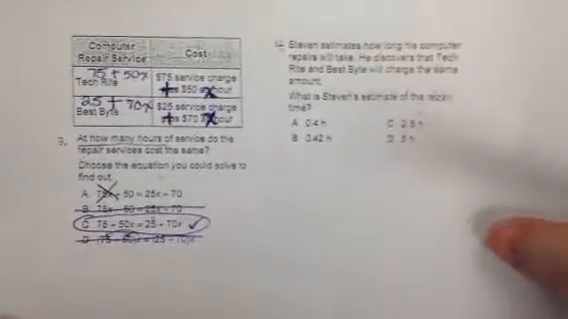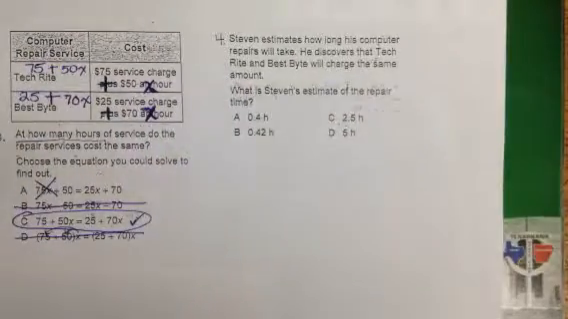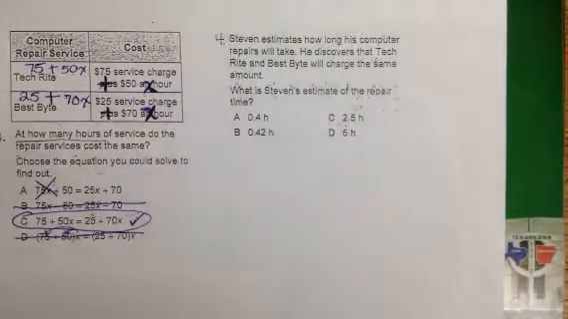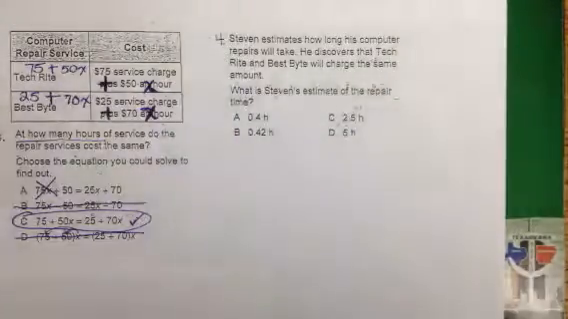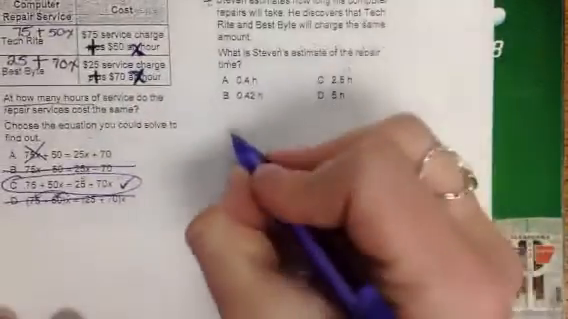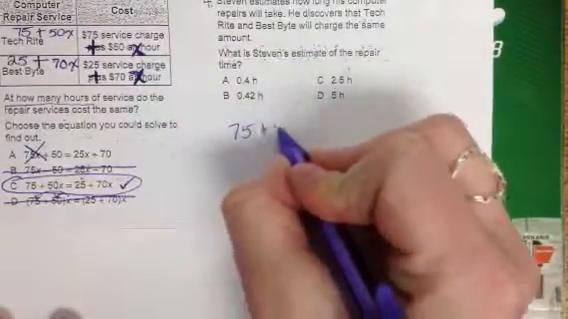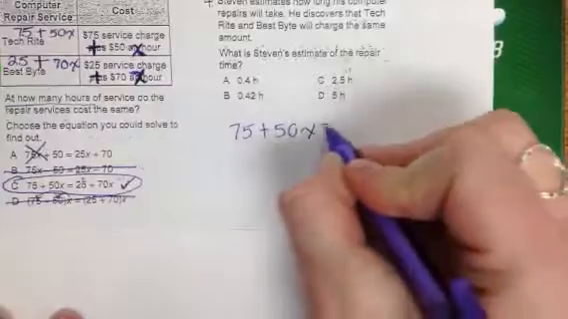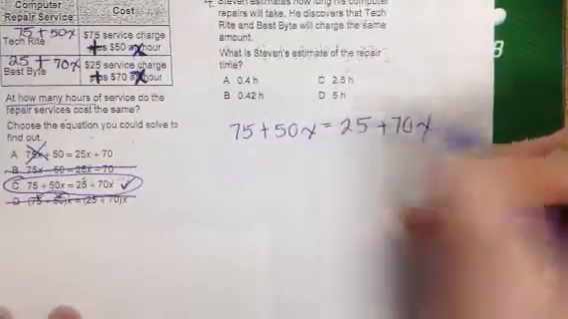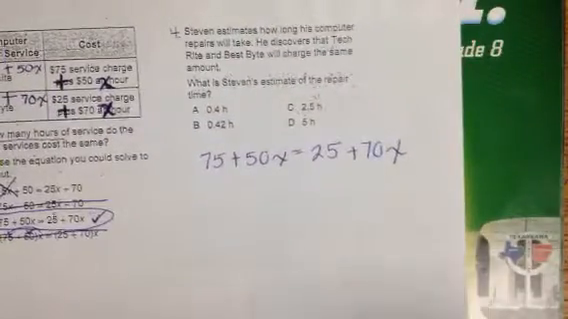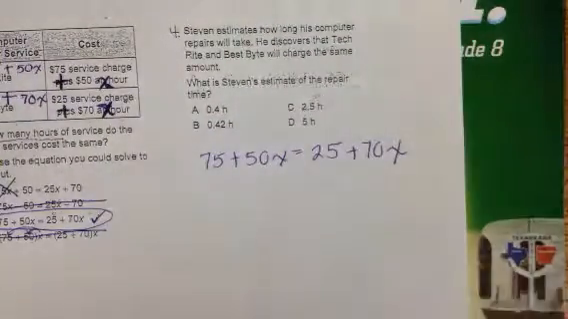Number 4 has to do with that same info. Stephen estimates how long his computer repairs will take. He discovers that TechWrite and Best Buy will charge the same amount. What is Stephen's estimate of their repair time? Okay, so we had this equation written out, so you write it, because that was for TechWrite and Best Buy.